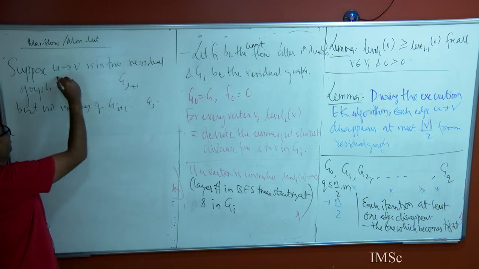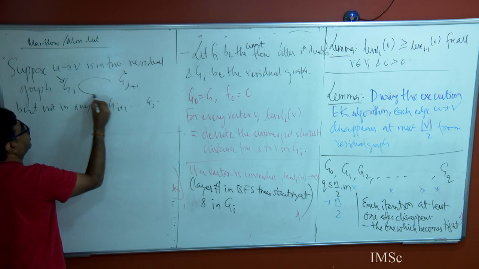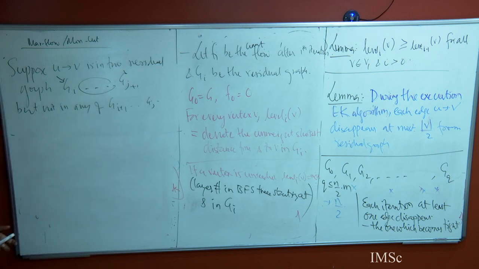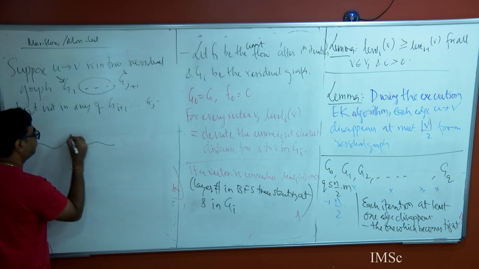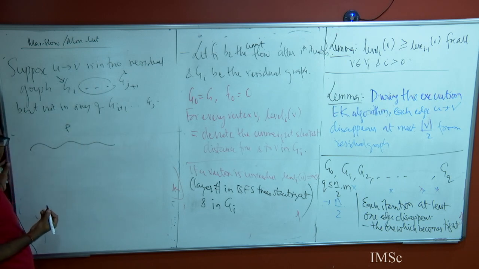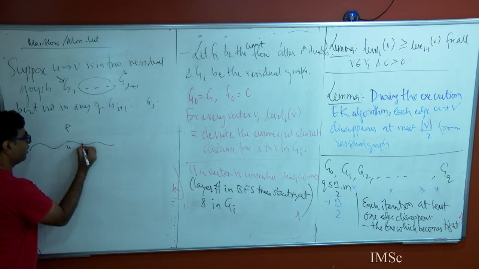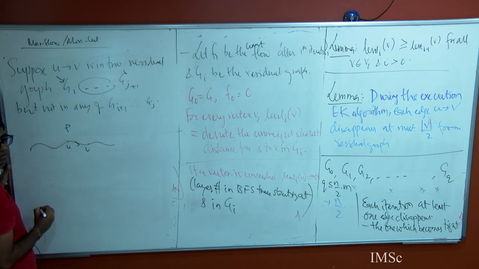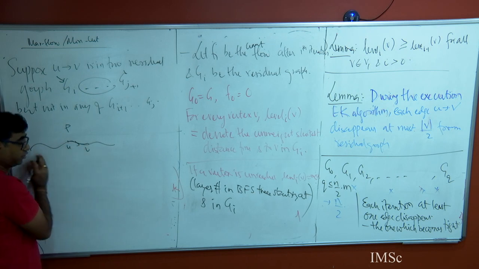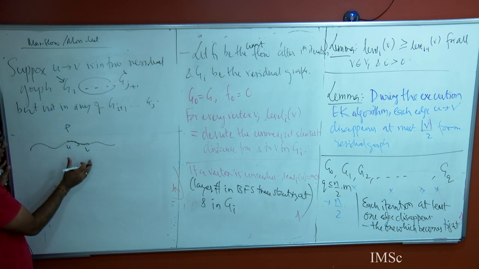It is here, but not somewhere in between. So what happens in G_{i+1}? It vanished. To vanish, look at the G_i and look at this path P. How will it vanish? The only way for it to vanish is like v appears on this shortest path, like uv appears, u and v is an edge, right?